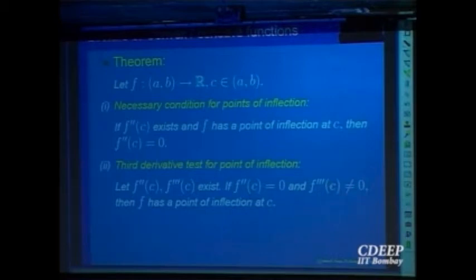Does that give a sufficient condition now? So once you have found those points where the second derivative is 0, you want to test whether that is a point of inflection or not, then look for the third derivative if it exists. And it says if the third derivative is not equal to 0, then it is sufficient to ensure that the function has a point of inflection at the point C. And the proofs of these two are very much similar to the increasing decreasing proofs.